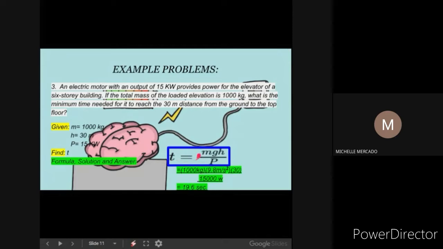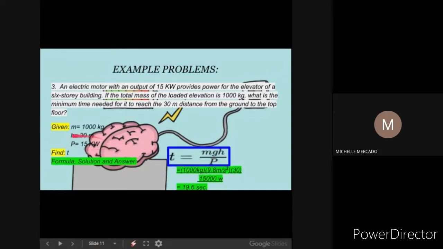So time is equal to mass multiplied by the constant value of gravity multiplied by the given height, divided by power. So again, transpose by looking at this, yung nasa taas, then by looking at this, yung nasa baba. Ano po ba yung given mass natin? Tingnan natin yung given. So ang given mass natin is 1,000 kilogram. So transpose the 1,000 kilogram. Then the constant value of gravity, which is 9.8 meter per second squared. Then ang given height po natin, represented by meter. So 30 meter. Divide, again, yung power natin.